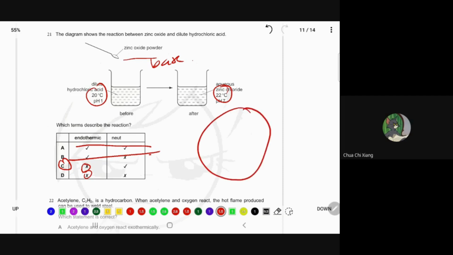Bases are everything that can react, that can neutralize acid. Alkaline is a type of base that can dissolve in water. Meaning you put it in water, you stir it, it's gone, it becomes a solution. So alkaline means a base that is soluble in water. That's one. Okay, neutralization is a reaction that produces salt and water.